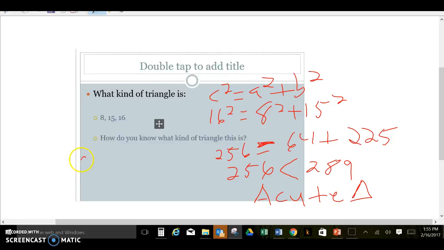So c squared less than a squared plus b squared, it's an acute triangle. Okay, so now you have three types of triangles. So we're going to kind of conclude the last two sheets here.